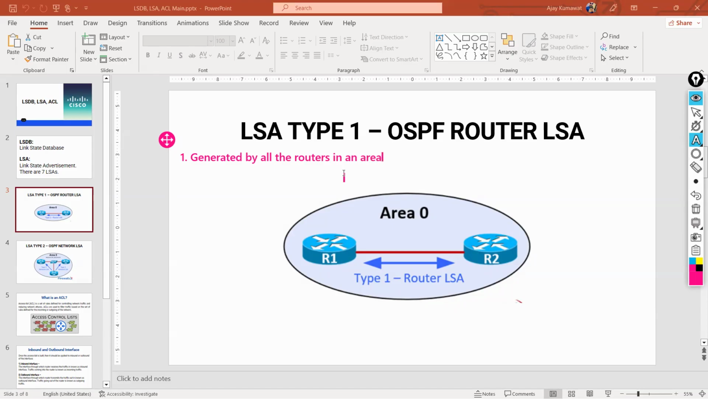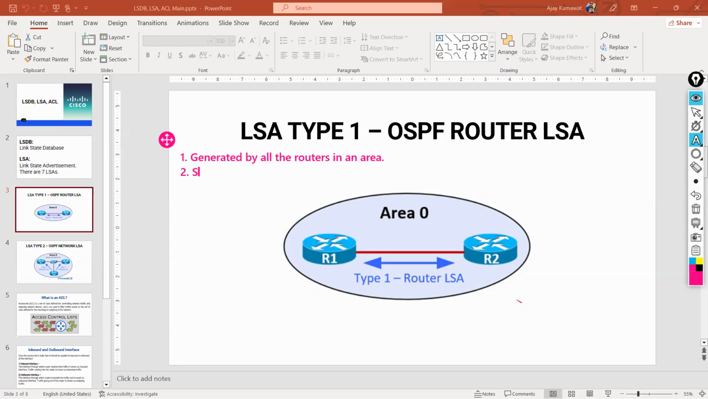Every router in your area will generate type 1 LSA. With the help of type 1 LSA only, everybody will come to know how many routers there are in the area. Because if everybody is generating, that means they are giving information about themselves. So everybody will come to know how many routers are there in the area.